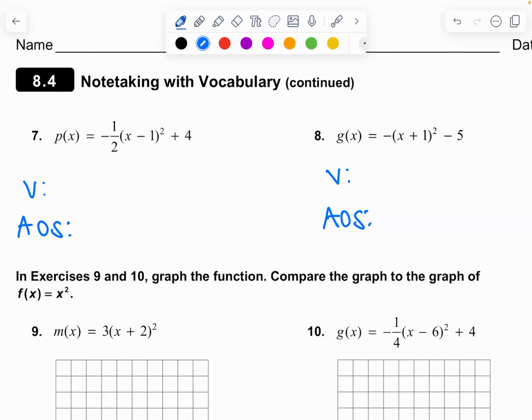If we have a vertex, no, so when I say the shape, I want you to tell me like it's upside down. So this is like, here's our vertex, and it's upside down.